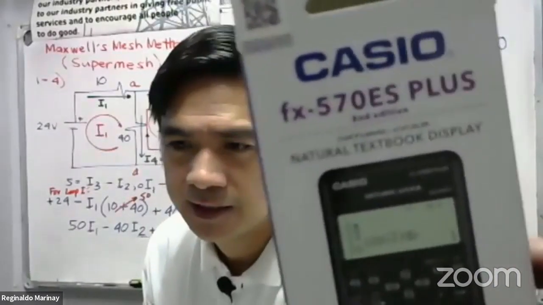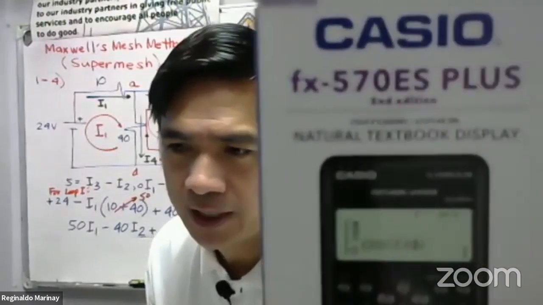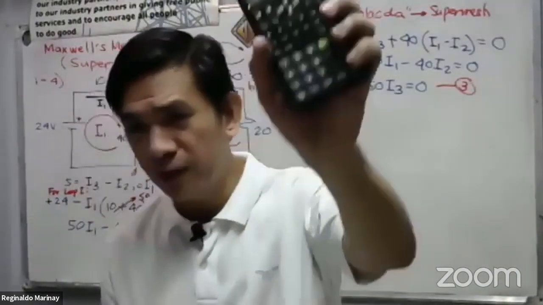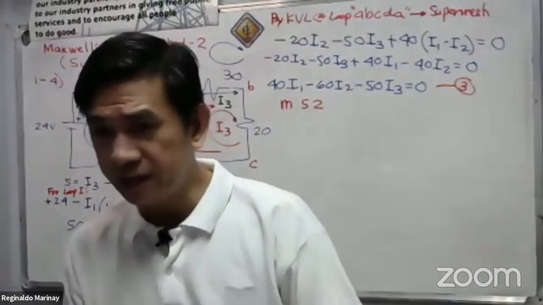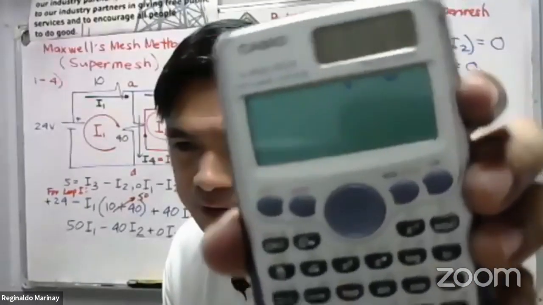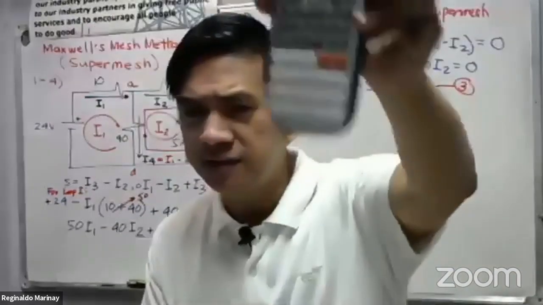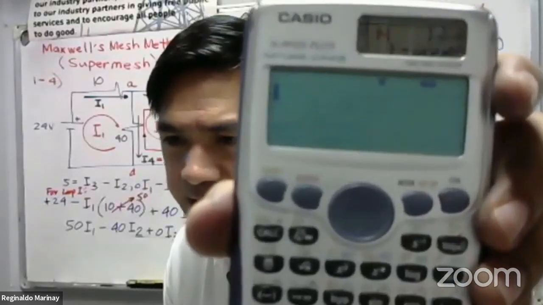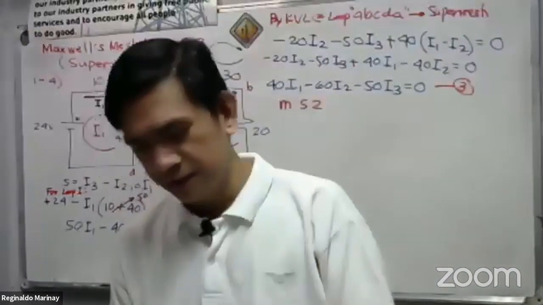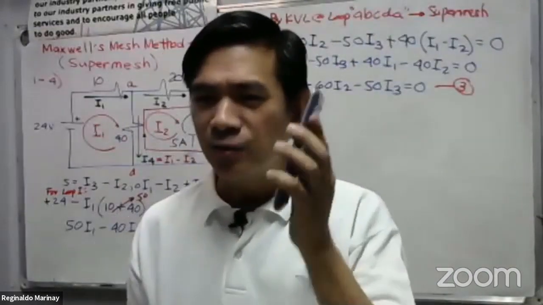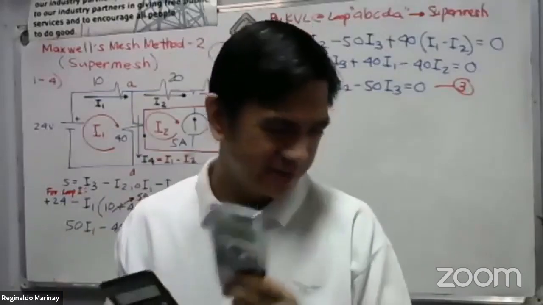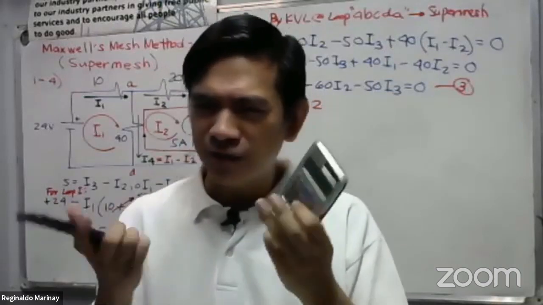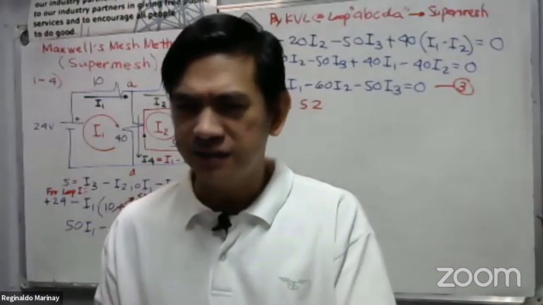Okay, that is Casio FX 570 ES Plus. Okay, this black one. You may also use the Casio 991 ES Plus. They have the same function, but unfortunately, just last year, this was disapproved by the PRC. Okay, this is 991 ES Plus actually. But if you see the manual of the 570 and 991, they have almost the same manual. The function, the keys that you're going to press are just the same. Okay?